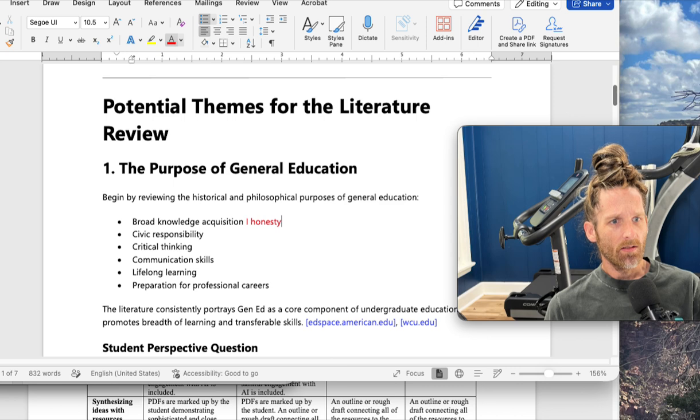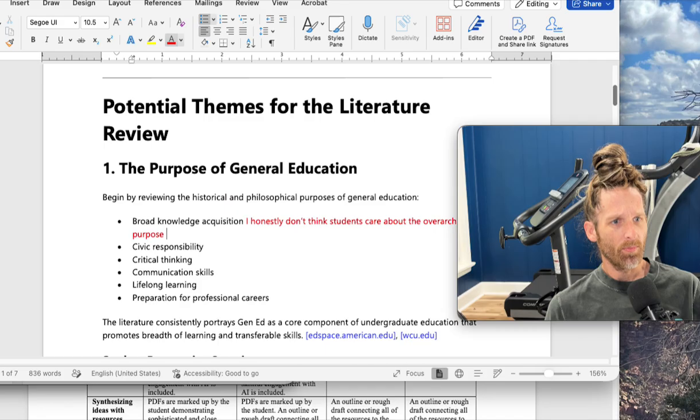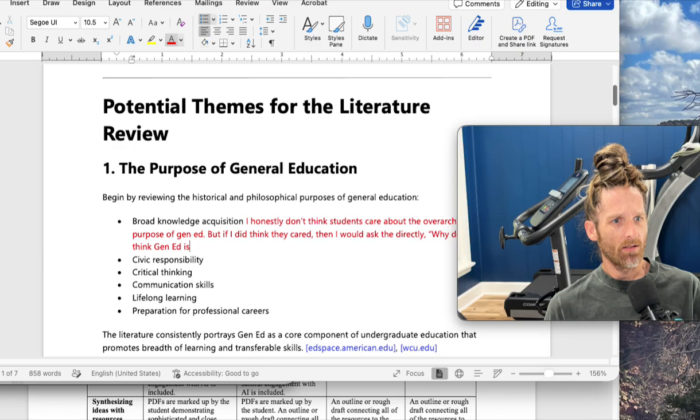I honestly don't think students care about the overarching purpose of gen ed. But if I did think they cared, then I would ask them directly, why do you think gen ed is important? What should it focus on?